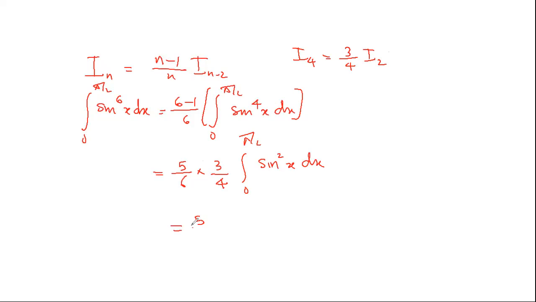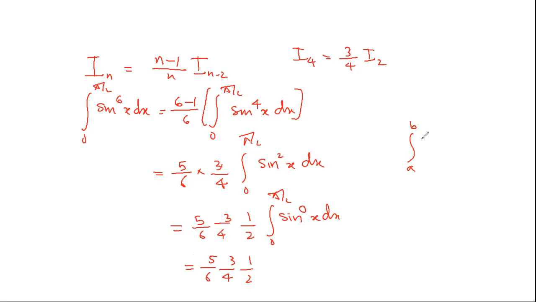Again, I'll continue with the same. 5 by 6. Look at this: 6, 5, 4, 3, 2, 1, 0 to pi by 2, sine raised to 0 dx. Anything raised to 0 is 1. So 6, 5, 4, 3, 2, 1. Integral of 1 is how much? Integral of 1, a to b, integral of 1 dx: upper limit minus lower limit. So it will be pi by 2. So very easy to remember. Start from the power. 6, 5, 4, 3, 2, 1, pi by 2.